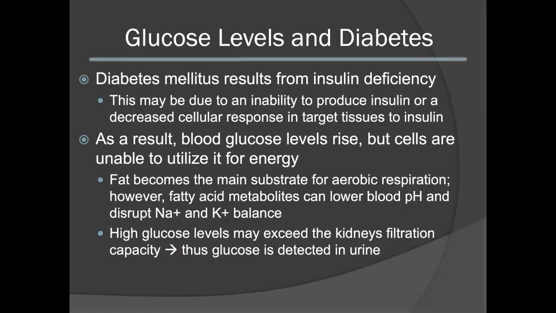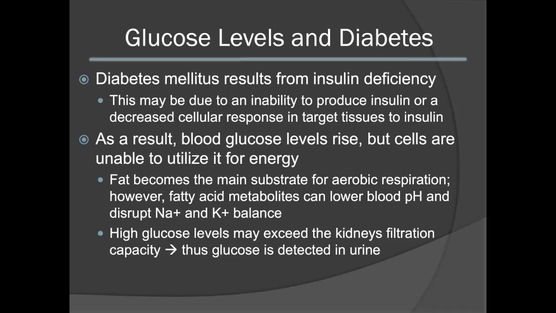We are now going to take a look at what occurs when there are some deficiencies within the digestive system. Diabetes mellitus results from insulin deficiency. This can be either in the inability to produce insulin or because of a decreased cellular response in the target tissues to insulin, typically resulting from faulty receptors on target tissues. As a result, blood glucose levels will rise. However, the cells are not able to utilize the glucose for energy.